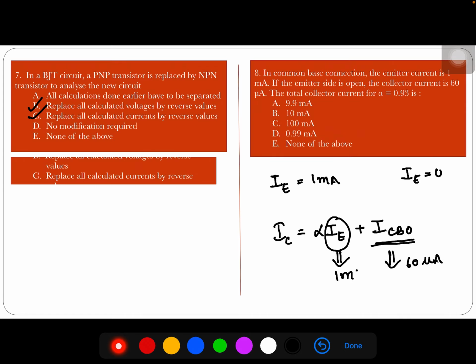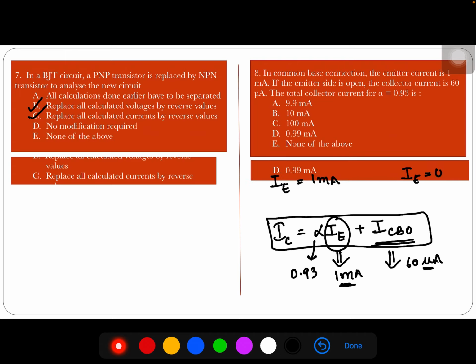So ICBO is given to you as 60 microampere. IE is 1 milliampere. Alpha is given to you as 0.93. So you just have to put these values and calculate the answer. Basically what you need to remember is this equation for common base. A similar equation exists for common emitter also, which I will tell you in the later questions. So let's calculate. Put these values in your calculator, apply the formula and verify your answer. Remember that this is milli and this is micro, so don't forget to put them properly. You will get the answer as 0.99 milliampere.